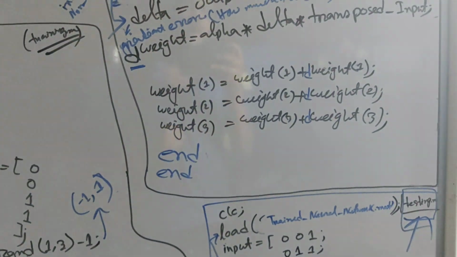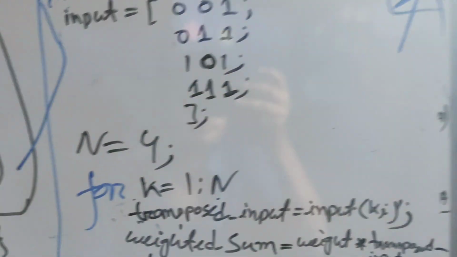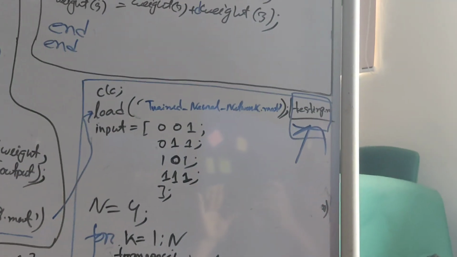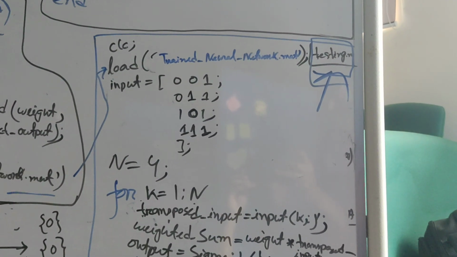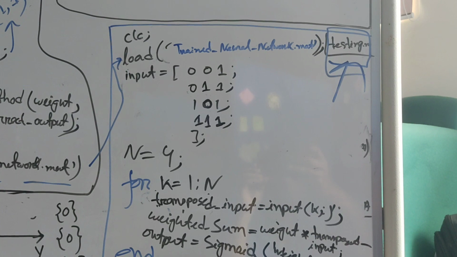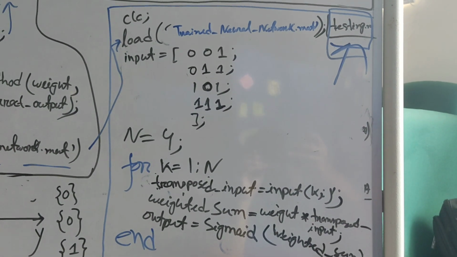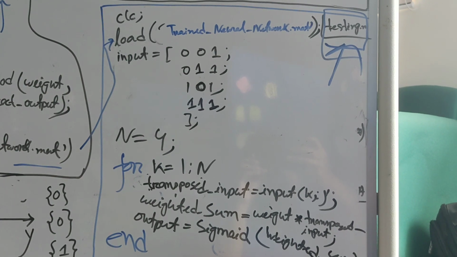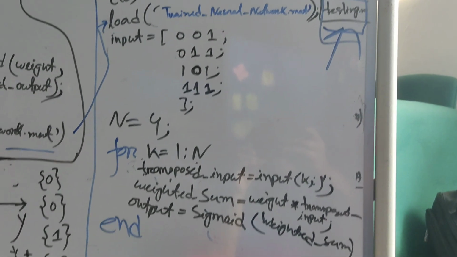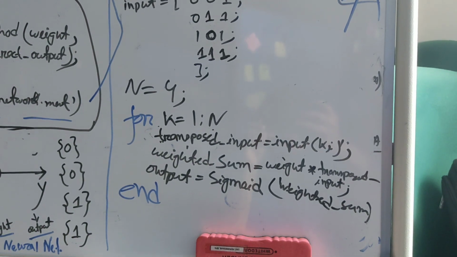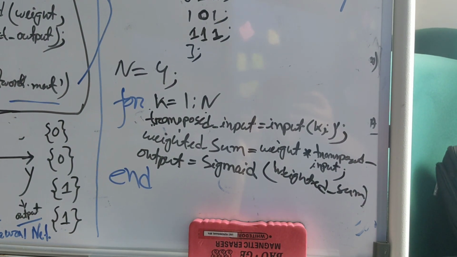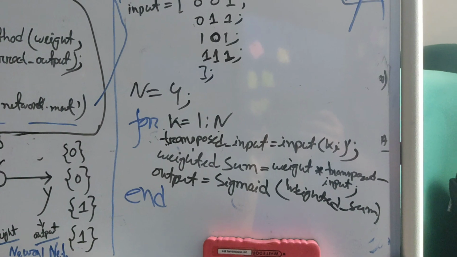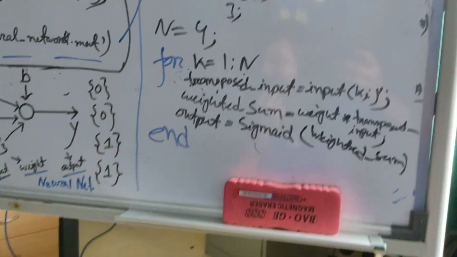Our training is done, and now we'll test this. When we test this, we just load that saved file here. This is the testing page, and we take the inputs. We will give the same inputs for now, to expect that we'll get the same output, with n equal to 4 because we have 4 inputs, and then this loop, and it will check the results. So let's directly go to MATLAB and see how our neural network works.